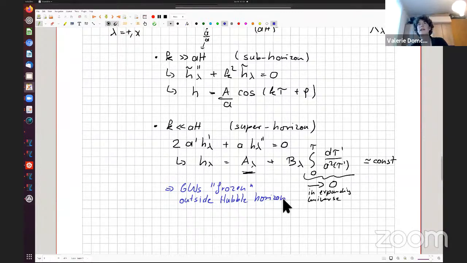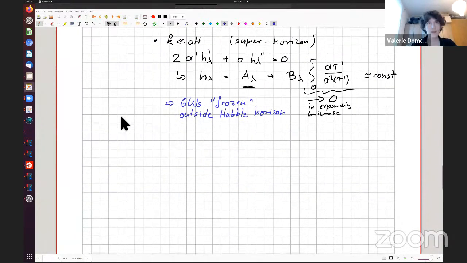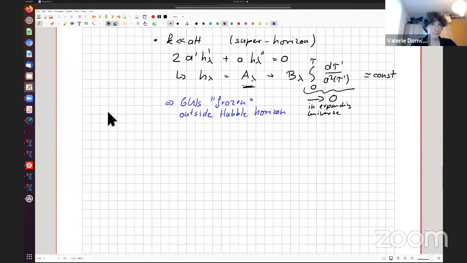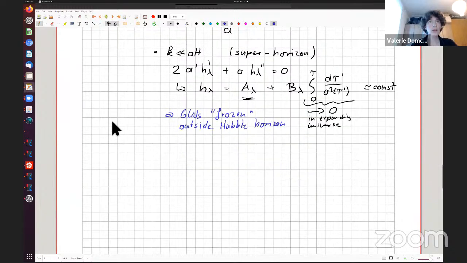So there were 2 correct answers to the quiz. Both "does not redshift" is correct. This is correct for the super horizon case, and 1/a is correct for the sub horizon case. Any questions on this?